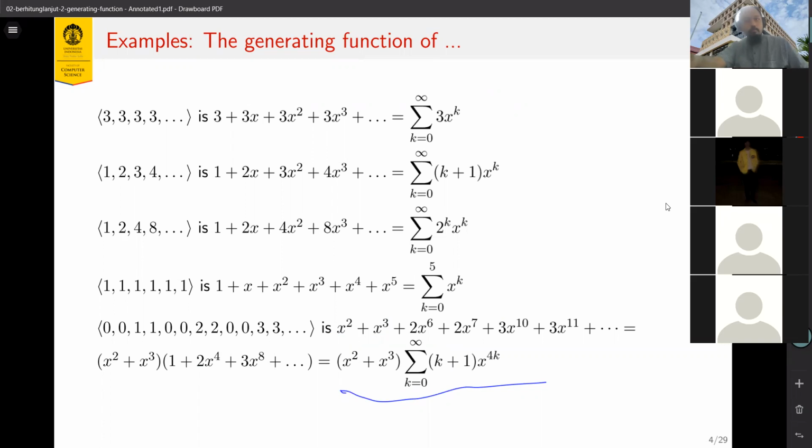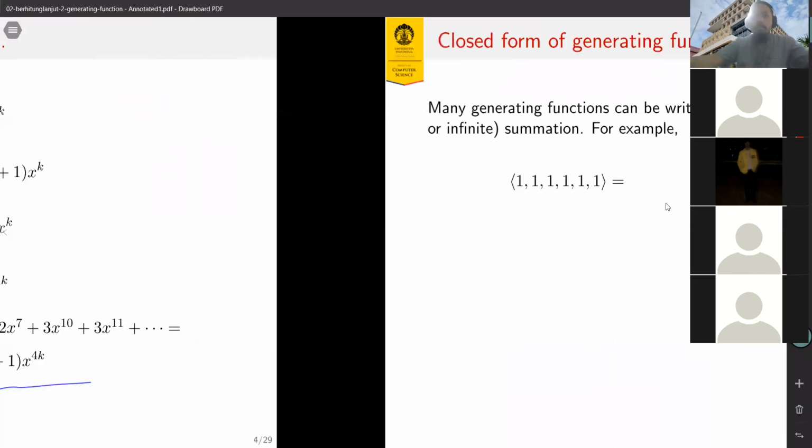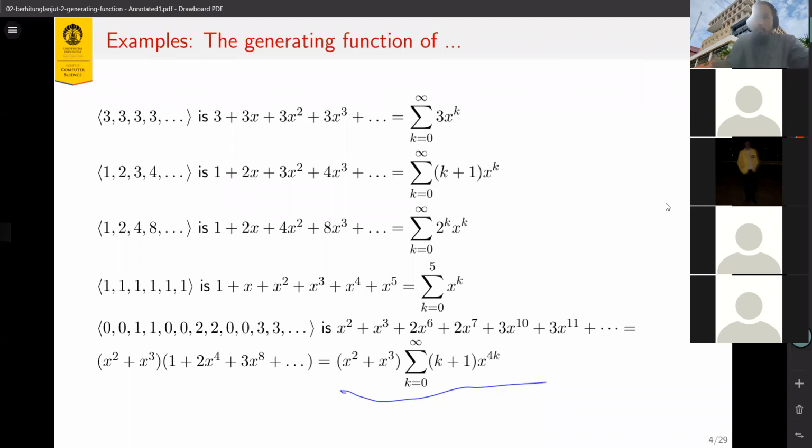No? If not, then let's continue. So if you look at this form, this is not yet a closed form.